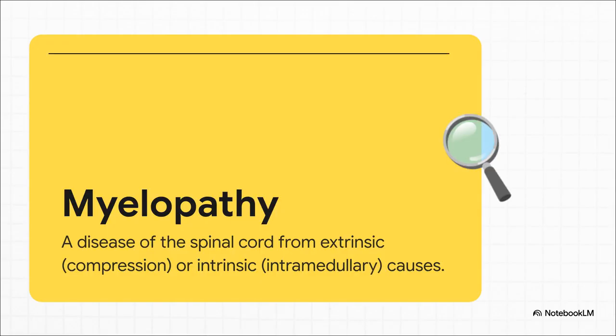The key term we're going to be using is myelopathy. It's really just a catch-all for any disease of the spinal cord. It can come from something on the outside pushing in, like a tumor, we call that extrinsic, or from a problem within the cord itself, an intrinsic cause, like inflammation. Recognizing it fast is everything because you're trying to save all that vital anatomy packed into such a tiny space.